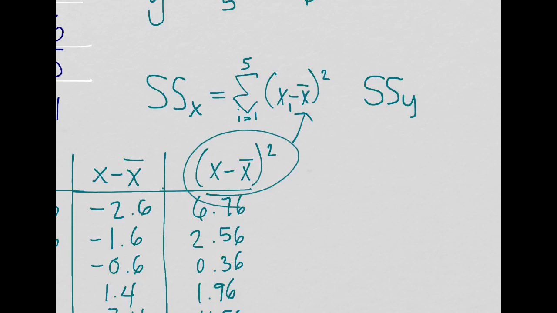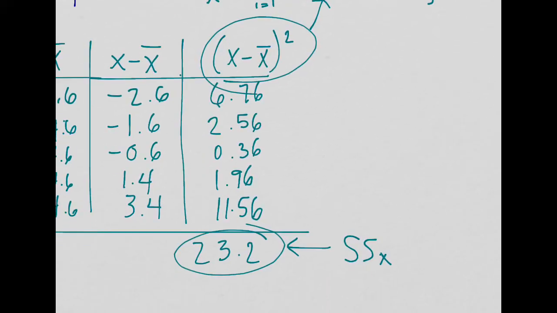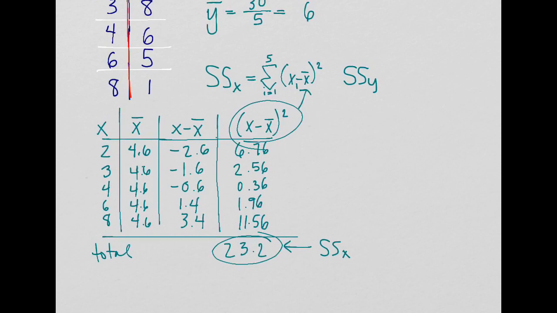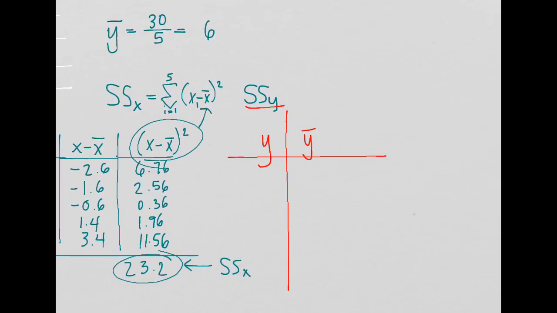So lots of steps, but no crazy math to it. Just a lot of steps. Okay? All right. Now I have to do that again for y. I'm going to use a different color here for y. We'll do the exact same thing. Now we already found the average, and that was 6.